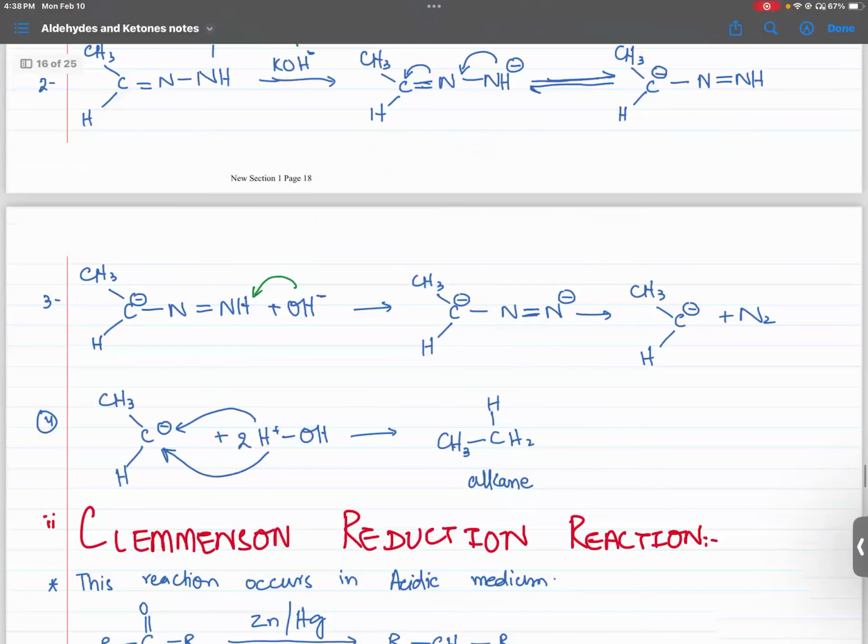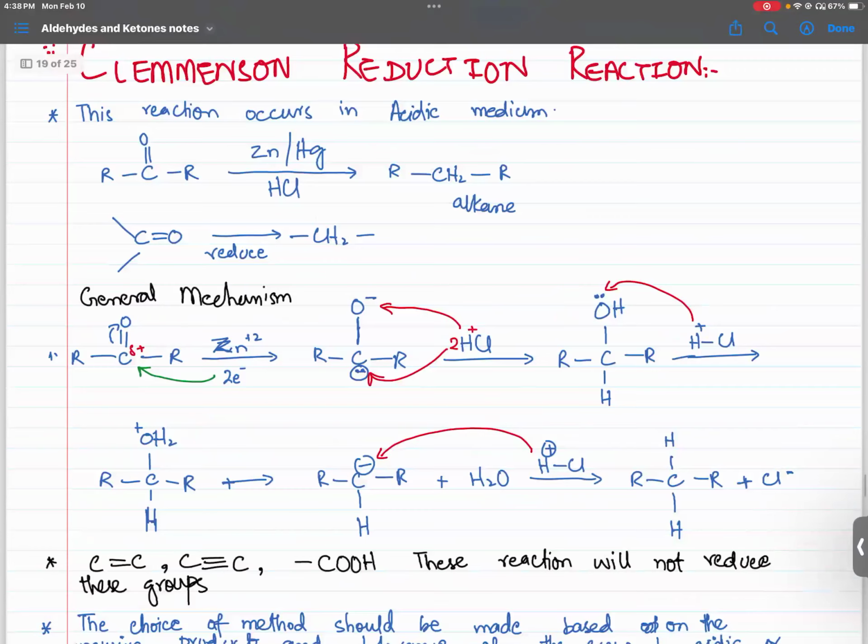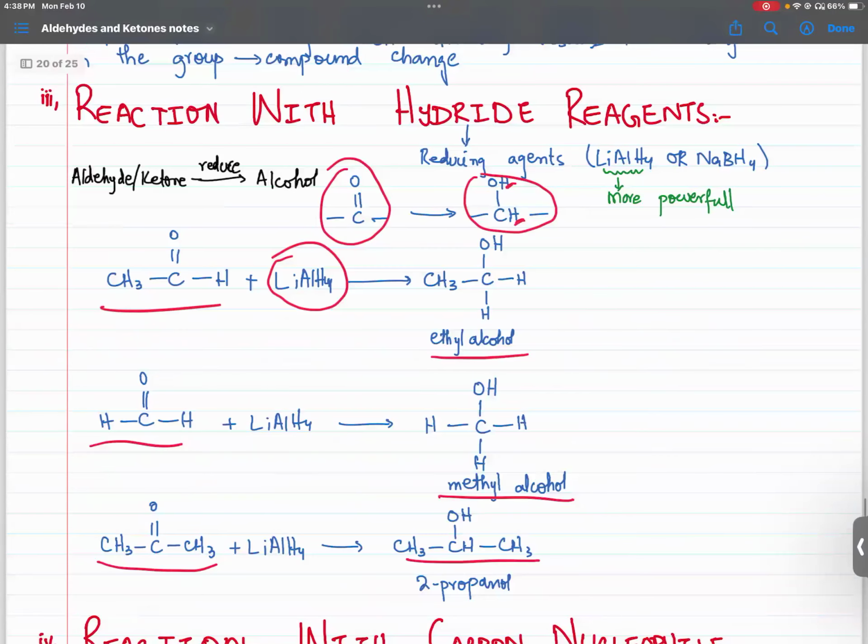These are basically the two common tests here: the Fehling solution test and the Tollens reagent test. These are the two chemical reaction tests which you need to do for distinguishing between the aldehydes and ketones.